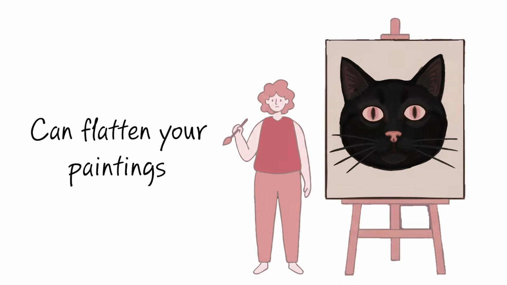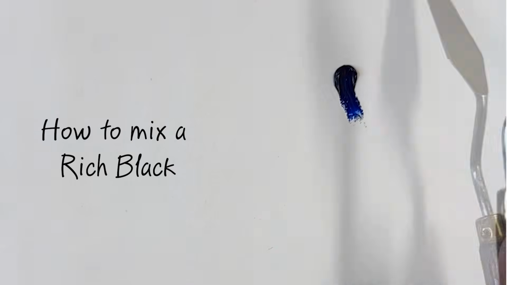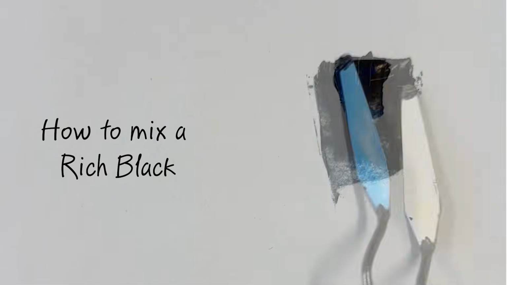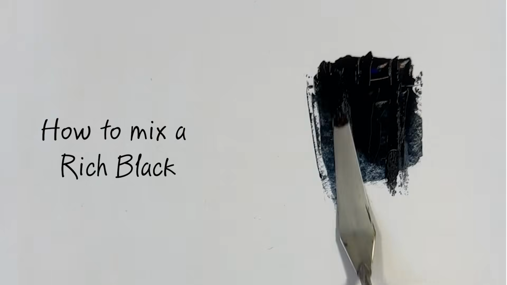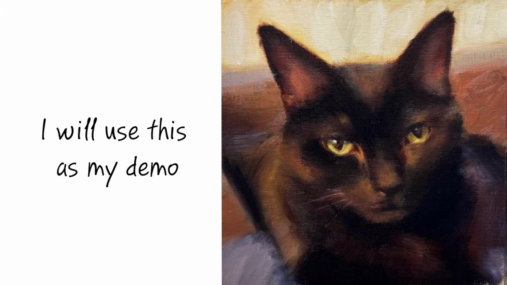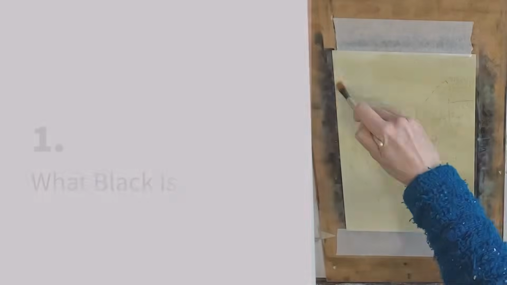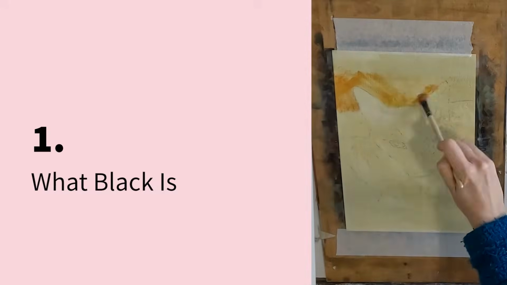In this video, I'm going to show you why tube black can actually flatten your paintings, how to mix a rich black, and then how to lay your rich black to add depth, subtlety, and life to your art. By the end, you'll see how even a painting dominated by black can feel colourful, dynamic, and full of atmosphere. So let's get started. Number 1, what black really is.